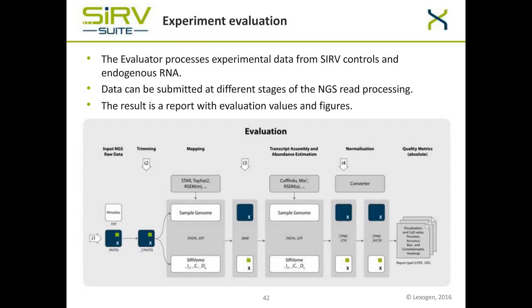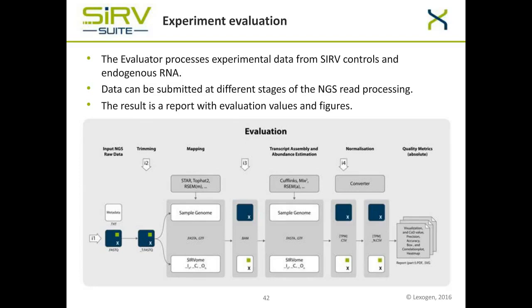So here again you see the pipeline of the evaluator. It processes experimental data from SIRV controls and endogenous RNA in several different stages. You also see the white arrows here. I'll try to mark them. E1, so that would be your read data that gets into the pipeline. You could also add trimmed data. You can enter the pipeline by having already mapped reads, and that's the stage that is realized at the moment in the SIRV suite.